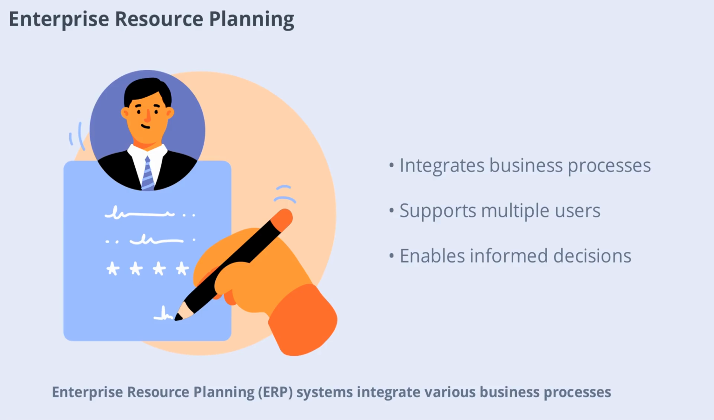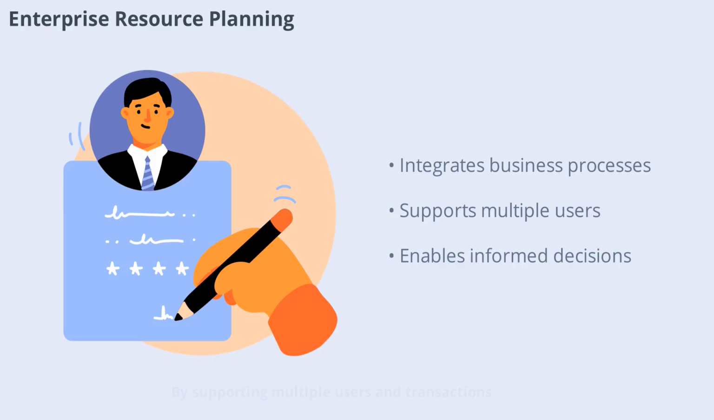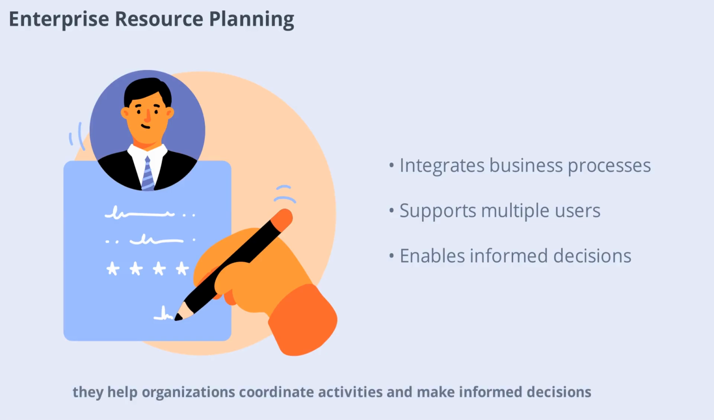Enterprise resource planning, or ERP, systems integrate various business processes, such as accounting, human resources, and supply chain management. Traditional databases provide the structured environment needed to manage this complex data. By supporting multiple users and transactions, they help organizations coordinate activities and make informed decisions. The reliability and scalability of traditional databases are key to successful ERP implementation.